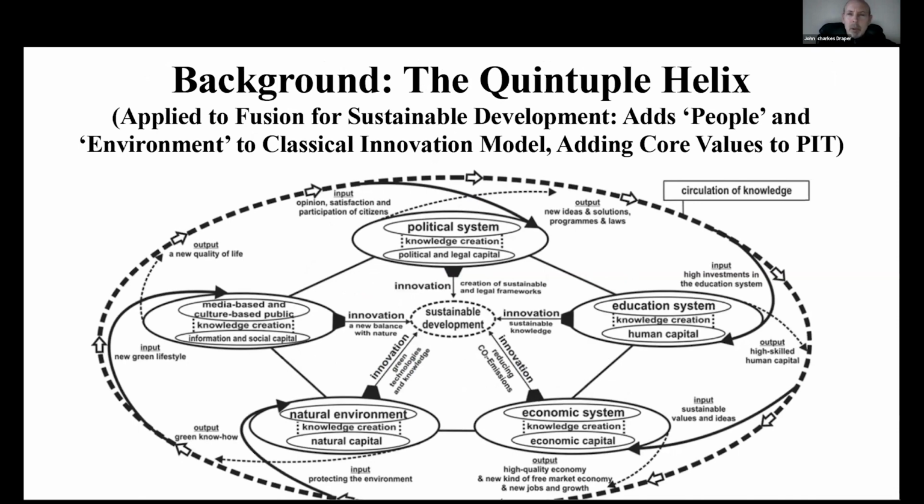Quite complex models of the quintuple helix have been developed and applied for sustainable development. And the quintuple helix model can account for education systems, economic systems, media and the culture, the knowledge creation system that comes out of the public sector, the political system, as well as the natural environment.